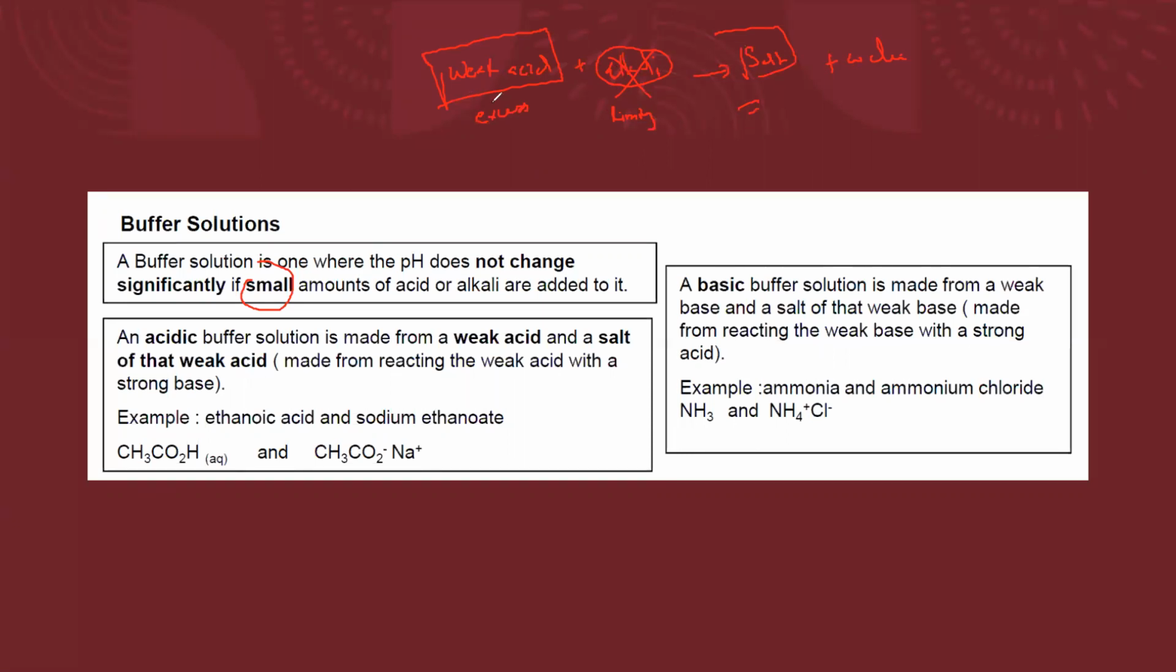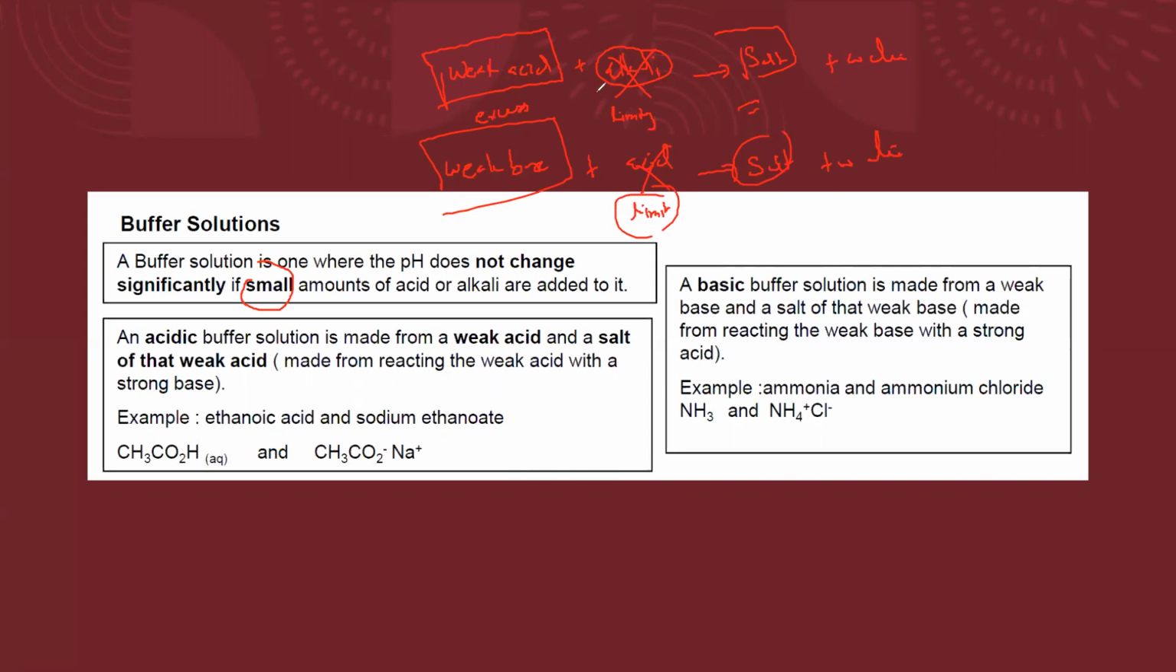Or you can also form a buffer solution if we have a weak base and a strong acid, and that acid is the limiting reagent. So the acid will be used up, and it will form a salt plus water. So you can see you're left with the weak base and the salt of the weak base. That's why it is also known as a buffer solution. So a buffer solution is a combination of weak acid and its salt, or weak base and its salt.